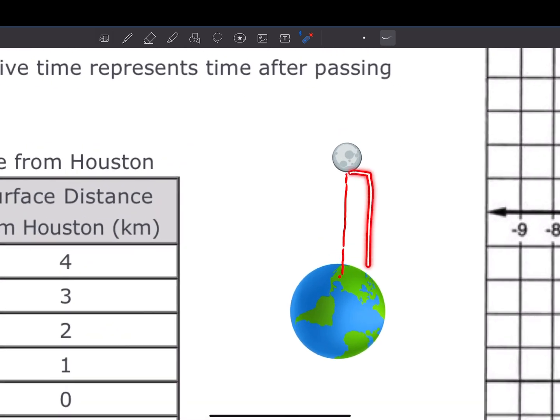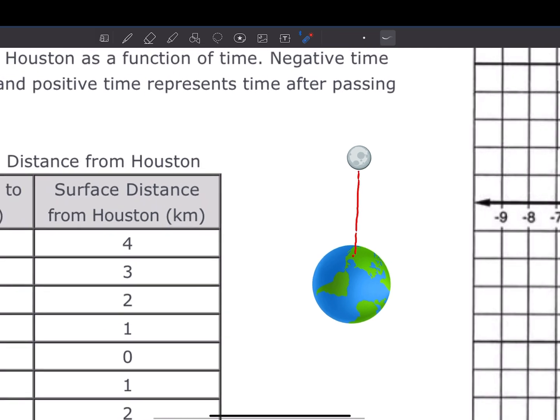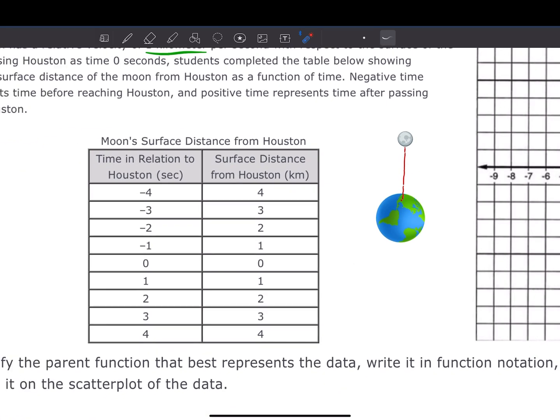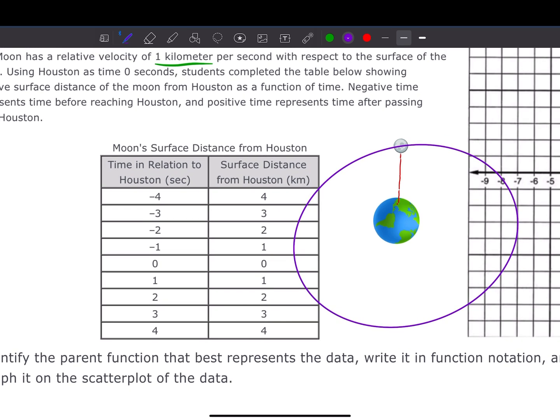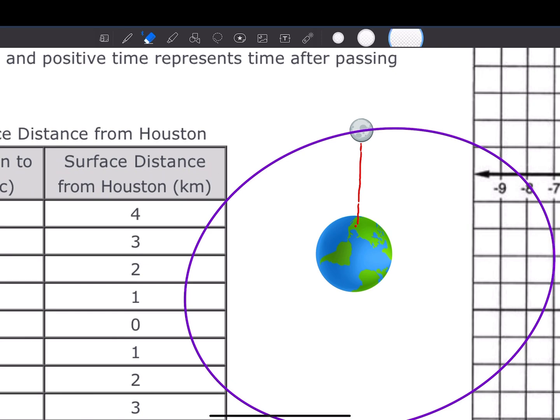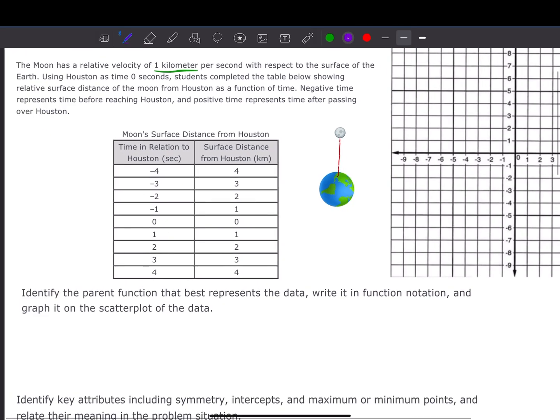I think that means that we're not talking about the distance that the moon actually is away from the Earth. We're talking about its relative distance. What could that mean? Well, we're talking about time it's passing over the Earth and not passing over the Earth. So we need to show its orbit just a little bit. Let's see how well I can draw a circle. Good enough. So we got a circle.